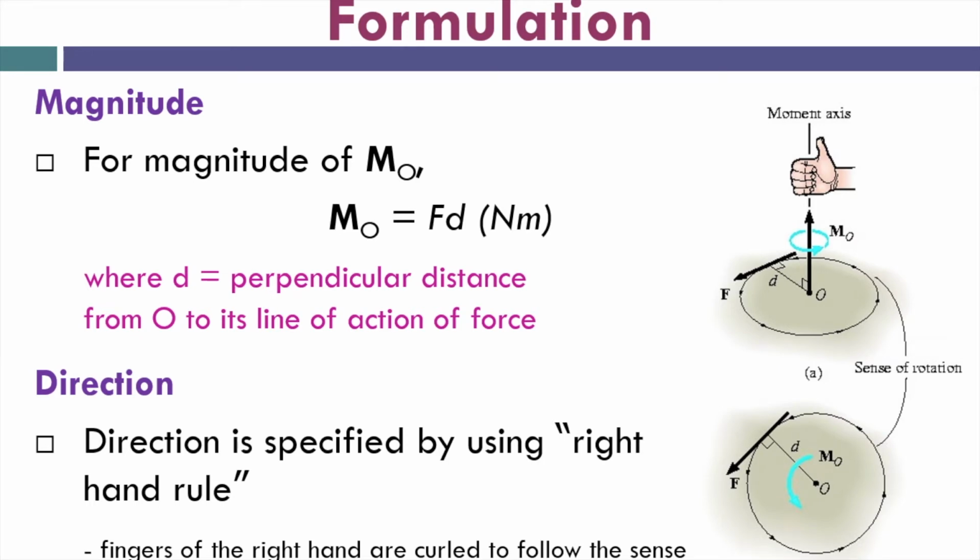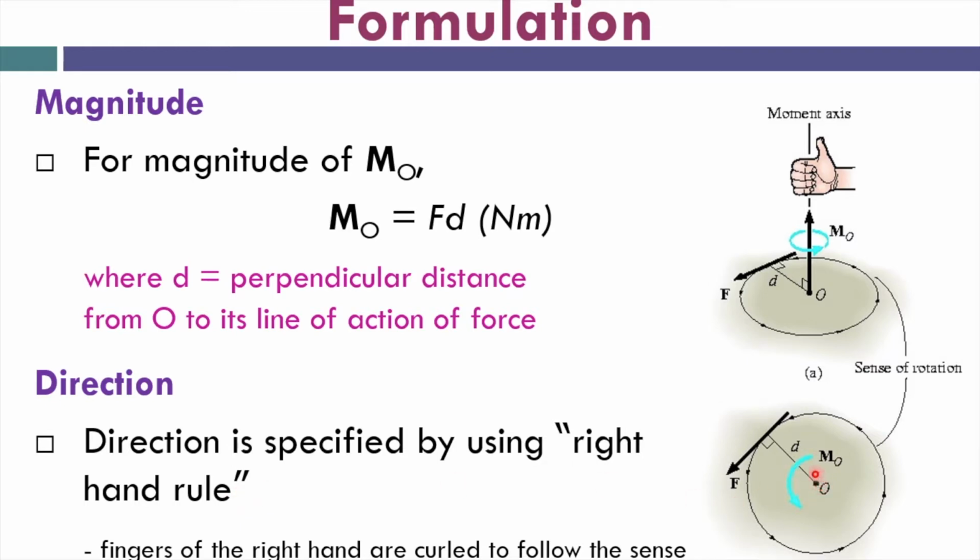Okay, for the magnitude, we use MO for the moment, and MO equals F times D. Okay, F is force in Newtons, D is distance in meters. So D is the perpendicular distance from the direction of force. If you see here, D is the perpendicular distance from O to the line of action of the force. Okay, so O is the origin, from O to the line of action. Okay, and then the direction is specified by using the right hand rule.